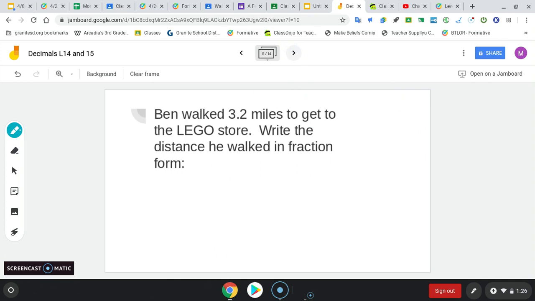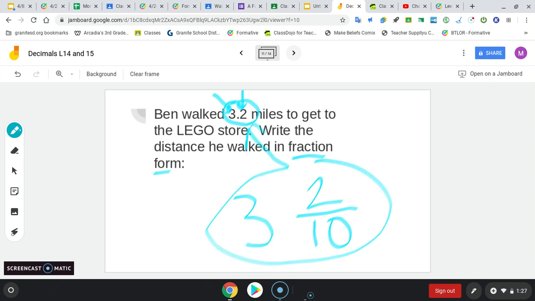Ben walked 3.2 miles to get to the Lego store. Write the distance he walked in fraction form. So this time, they're giving you the decimal, and you got to convert it back into fraction. So it's kind of the opposite of what you had been doing. Okay, but always just start with your whole number. Okay, and then these 2 tenths, you just got to put back into fraction form. So 2 of your numerator, and we're talking tenths. So 3 and 2 tenths. Okay, so same number, just 2 different ways to write it. Or same amount, I guess I should say.